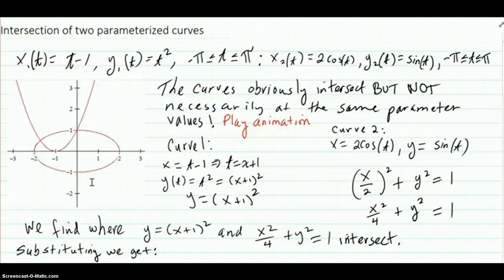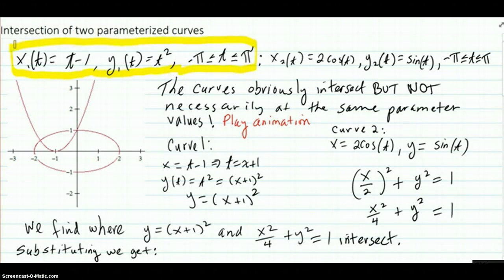Let's investigate the intersection of two parameterized curves. Curve number 1 is x equals t minus 1, y equals t squared, and the t values click off between negative pi and pi, and that gives us this curve, and the curve traces out this way as t goes through its values from negative pi to pi.